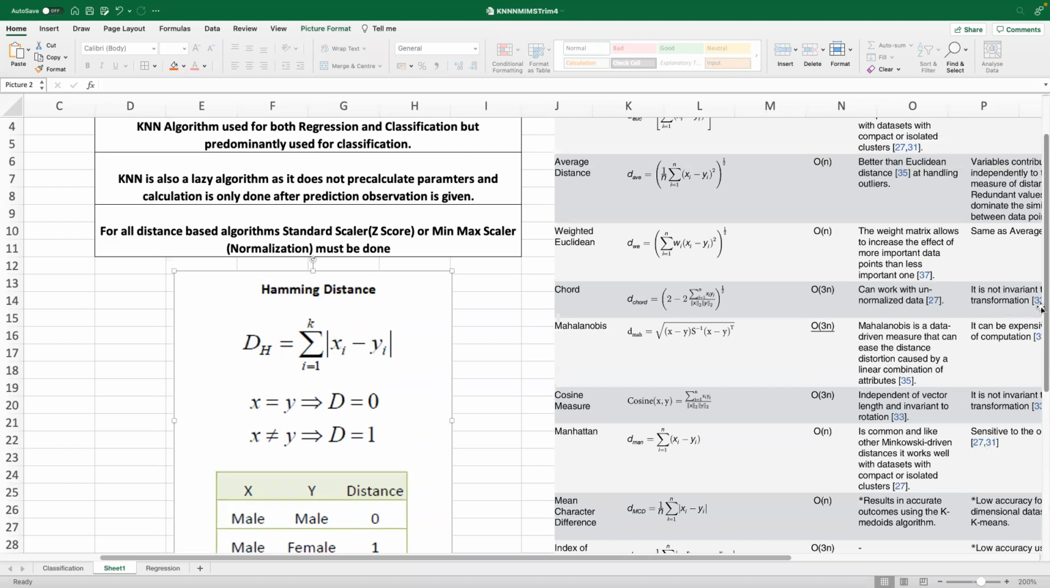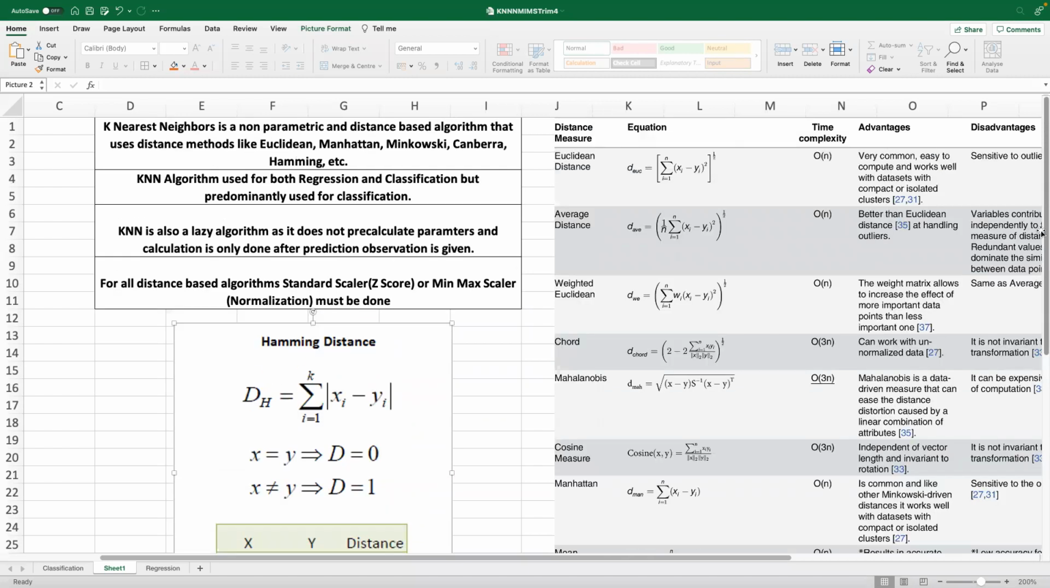Okay, so these are the various measures which are used in the KNN algorithm. It's purely a distance based algorithm. It's a lazy algorithm because it does not pre-calculate the parameters and store in memory. It will only do the calculation when the predicted value is given to it.